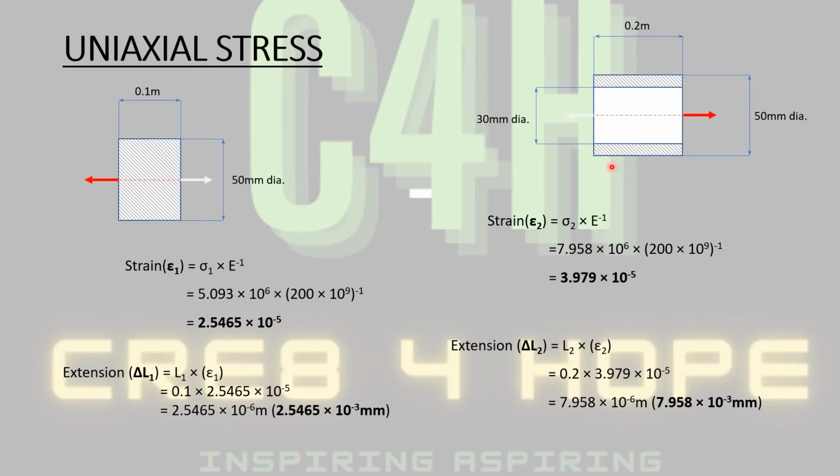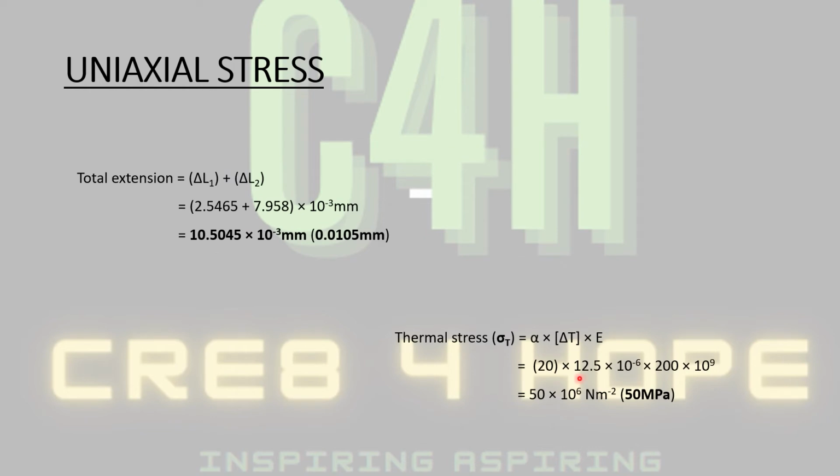So the extension in section 2 will be equal to the span of that section, L2, times the calculated strain, epsilon 2. The product will give a result of 7.958 micrometers, or times 10 to the power minus 3 millimeters. So the total extension experienced by the component will be equal to the sum of the extension in section 1 and section 2. If you add the two extensions, this leaves a result of 10.5045 times 10 to the power minus 3 millimeters.